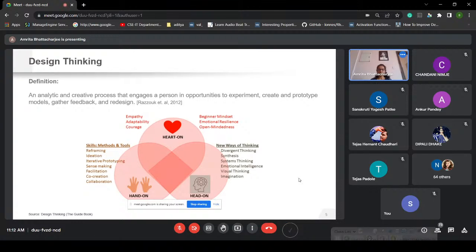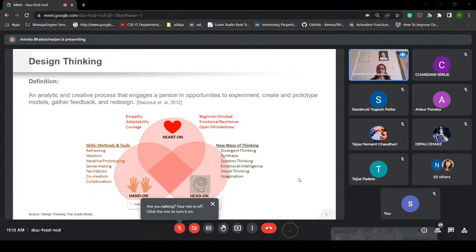There are several definitions of design thinking we can find if we search in Google. This particular definition, I think, covers the main principles of design thinking. It says that design thinking is an analytic and creative process that engages a person in opportunities to experiment, create and prototype models, gather feedback, and redesign. We can understand from this definition that, first of all, design thinking is a process. It's not a set of rules. There is no rule of thumb when we talk about design thinking.